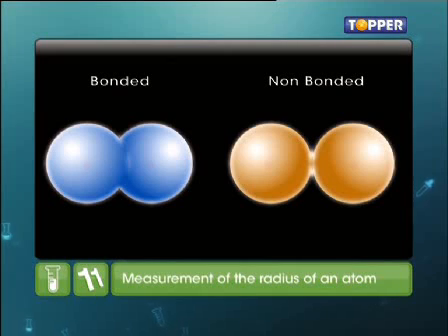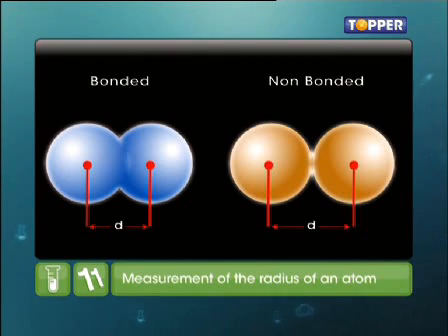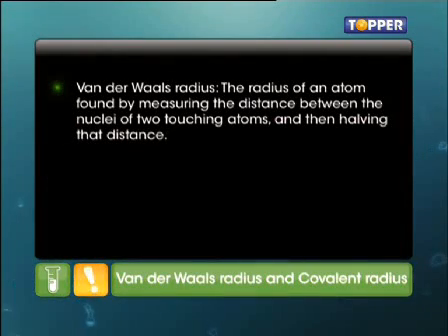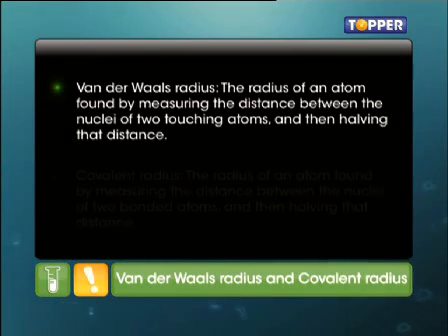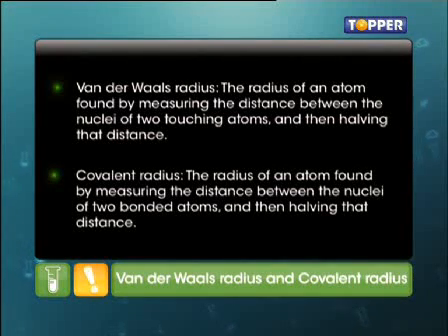I have already told you that the radius of an atom differs depending upon whether it is in a bonded or an unbonded state. So, how can we measure the radius of an atom? This can be done by measuring the distance between the nuclei of two adjacent atoms touching each other and then halving that distance. In the unbonded state, the attractive forces are much less and the atomic radius is called the van der Waals radius. On the other hand, bonded atoms are pulled closely together and the atomic radius is called the covalent radius.